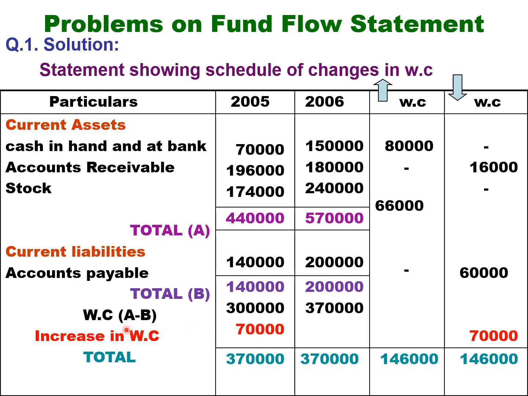Working capital formula: current asset minus current liability, that is A minus B. 4,40,000 minus 1,40,000, so 3,00,000 is the working capital of last year. 5,70,000 minus 2,00,000, 3,70,000 is the working capital of current year. So compared to last year, there is an increase in working capital of 70,000. You can cross verify with the last 2 column total. Total increase is 1,46,000. So 1,46,000 minus decrease, you get 70,000.